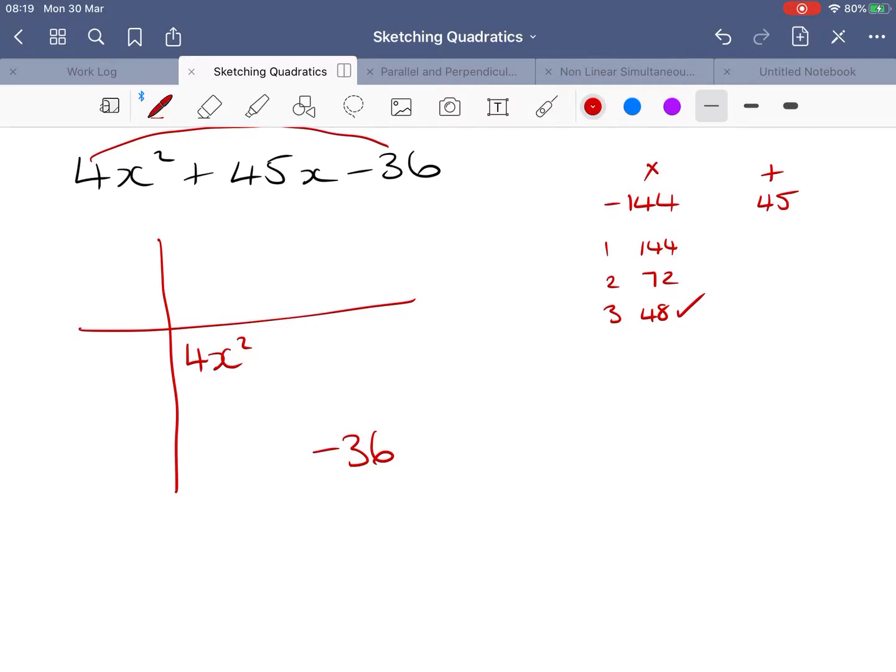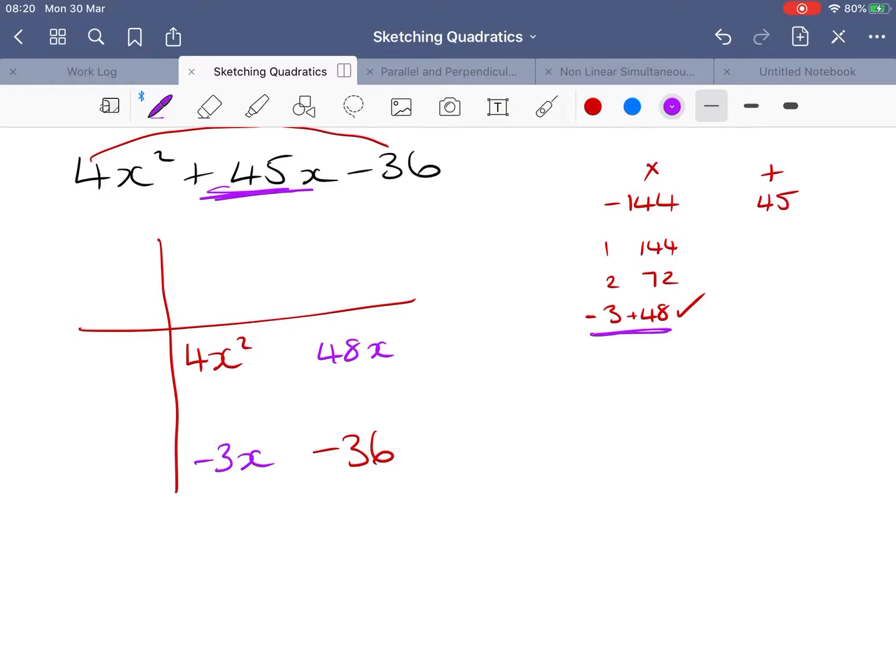Okay, so it's got to add to make plus 45, so I need to have a minus 3 and a plus 48. And as I said before, this tells me how to divide my 45x. So I'm going to put my 48x there and my minus 3x there.